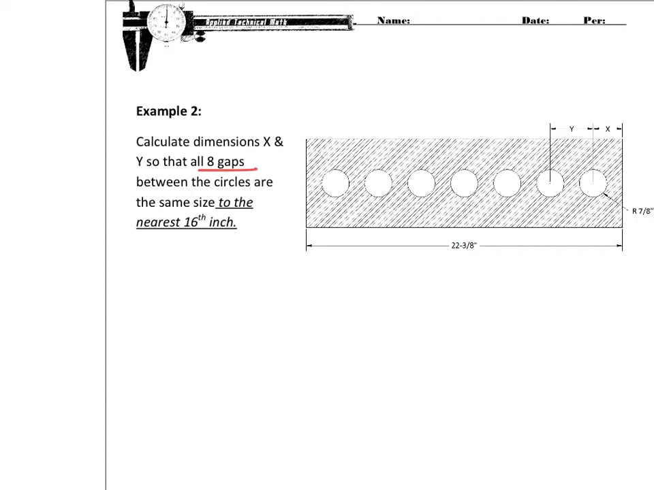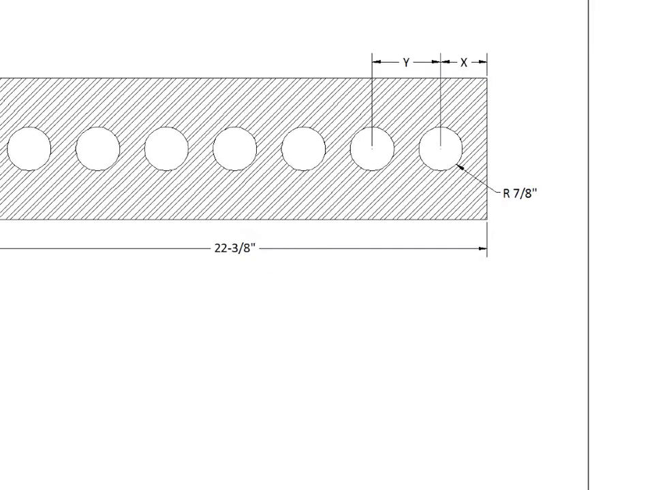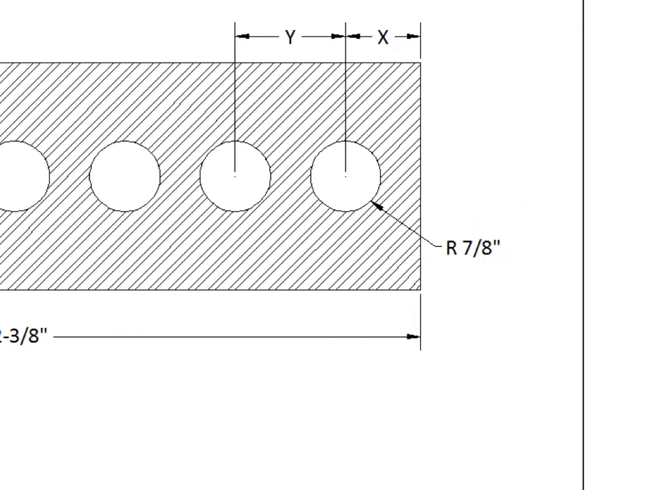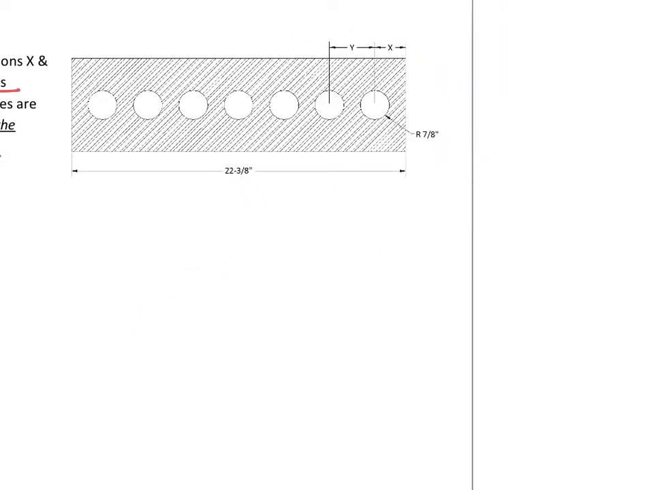8 gaps between the circles. Okay, we want to find the nearest 16th of an inch. All right, we're going to find this x and this y here. So to do that, we've got a radius of 7/8. We'll pull out the calculator here and find that as a decimal.